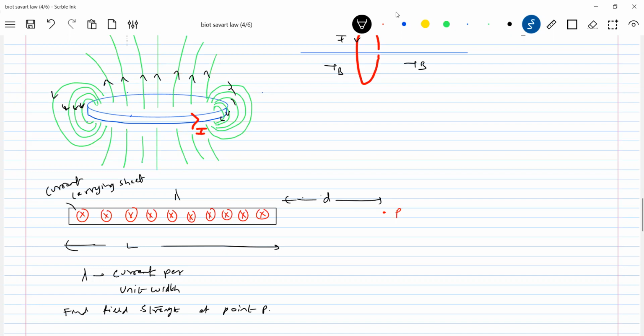So what is the method here now? It's a long current carrying sheet. Look, the width is L. What is the actual meaning of that? How will a long current carrying sheet look? You can assume it.